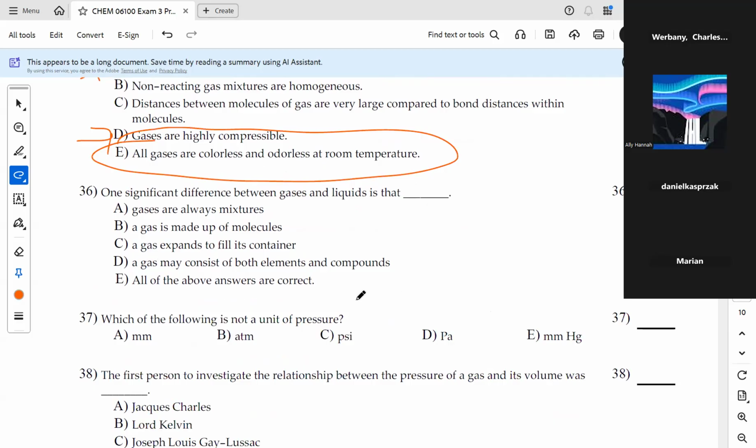Let's see, gases and liquids, what's some differences here? 36. A liquid does not expand to fill its container, right? But we know gases and liquids are both made of molecules. Gases are always mixtures. That's just maybe not a convincing statement in general. Gases may consist of both elements and compounds. Yes, but so can liquids. So the only difference really between them is that a liquid does not expand to fill its container. All right, which is not a unit of pressure, the millimeter. As a unit of length.